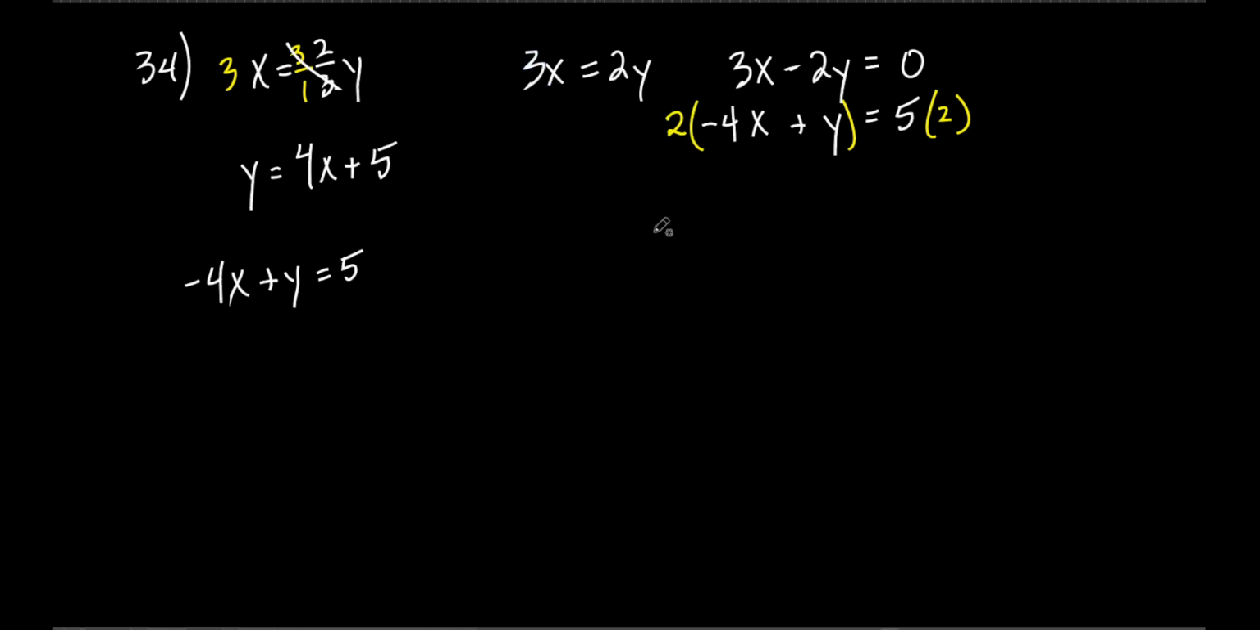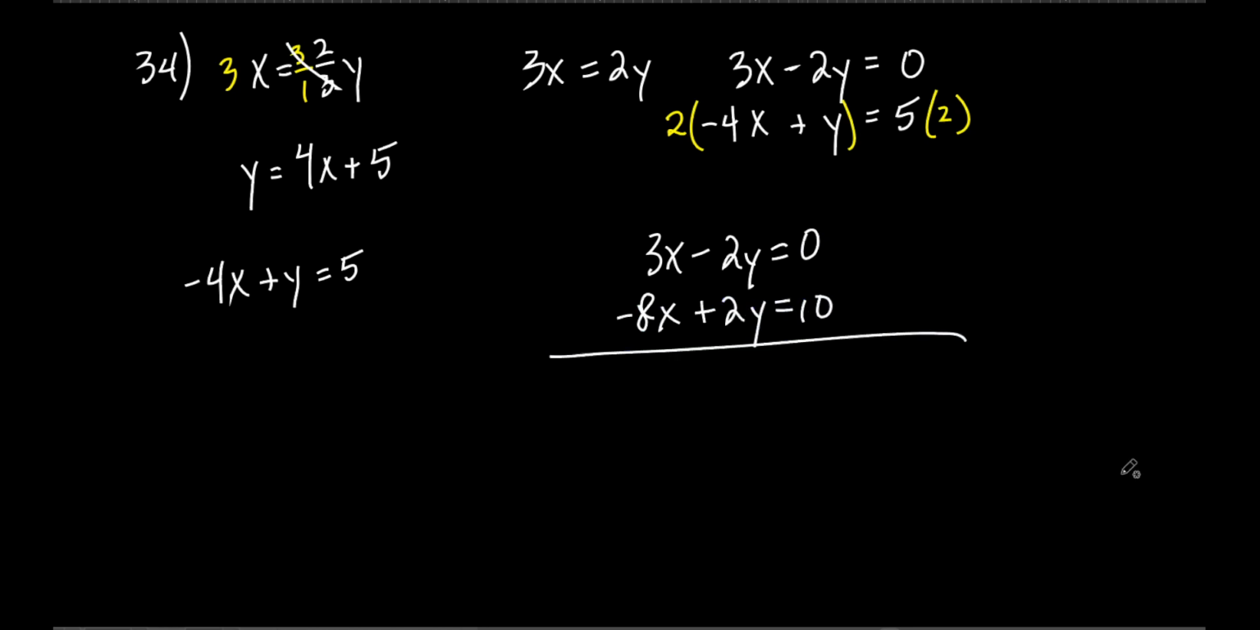So let's see what we got. So I got 3x minus 2y equals 0, and I've got negative 8x, what? Plus 2y equals 10. All right? Everybody with me? Eliminate. Boom, right there. Negative 5x equals 10. X equals 10 divided by negative 5 is negative 2.